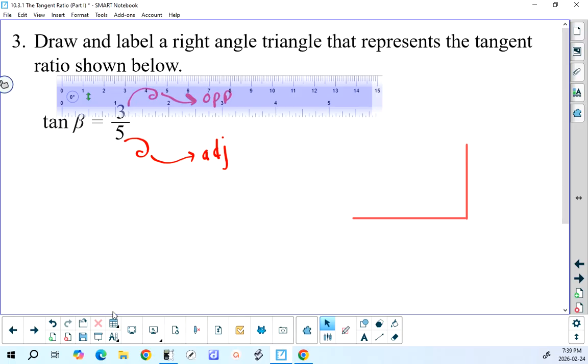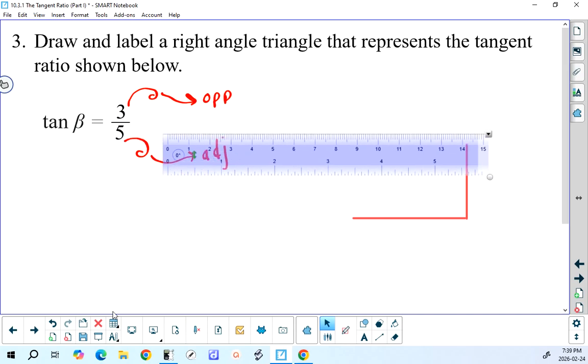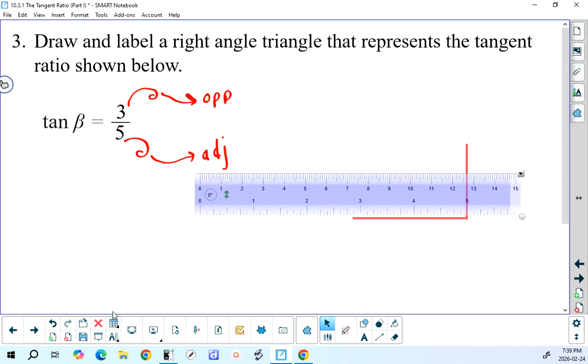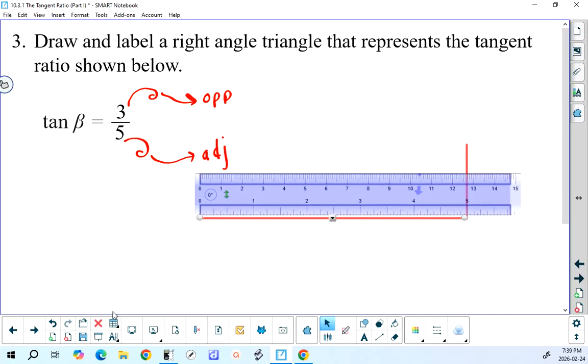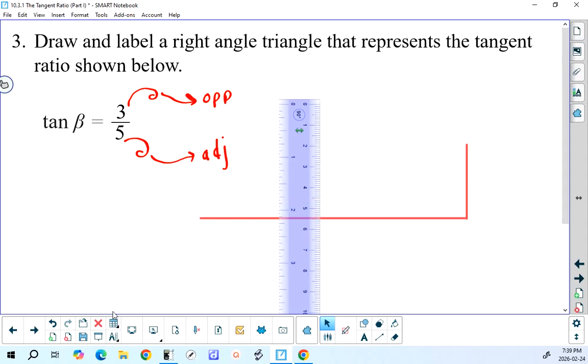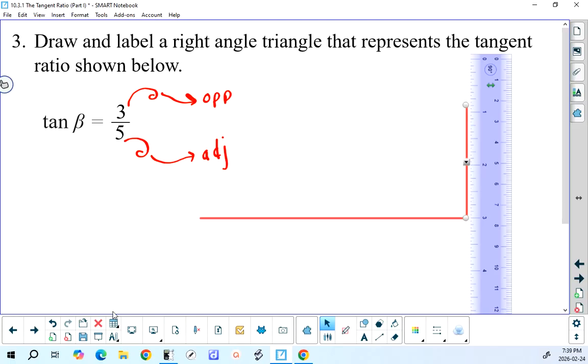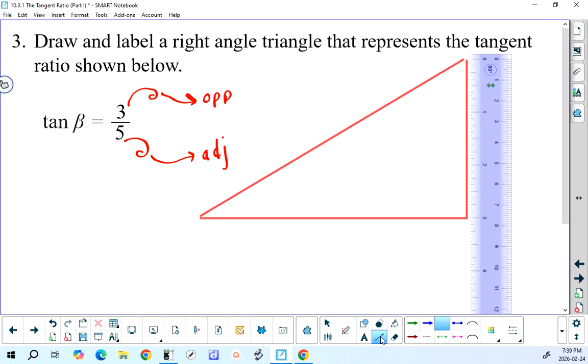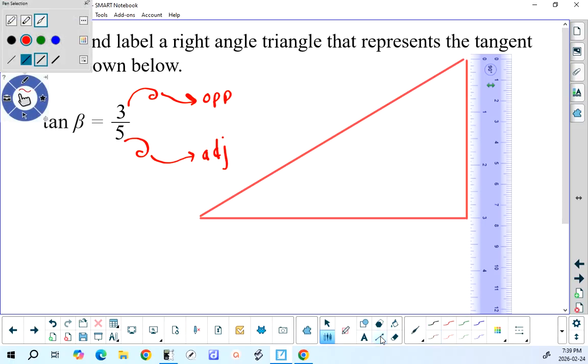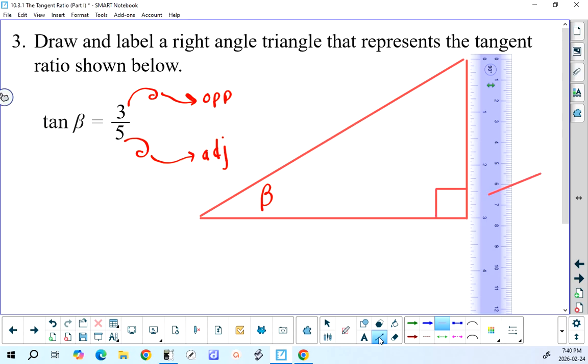I'm going to use inches here. So I want the bottom of this to be 5 inches. And I want the opposite side to be 3 inches. You'll see how this is going to come together in a second. And that means that this is the hypotenuse, and this letter is called beta, and this is the angle. This, of course, is a 90-degree angle, and there it is.